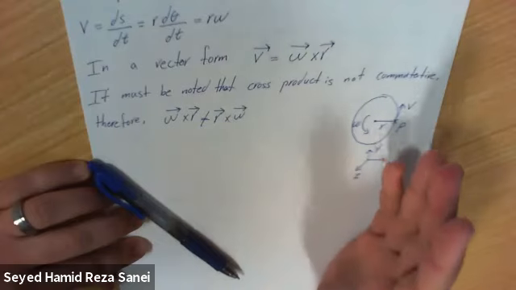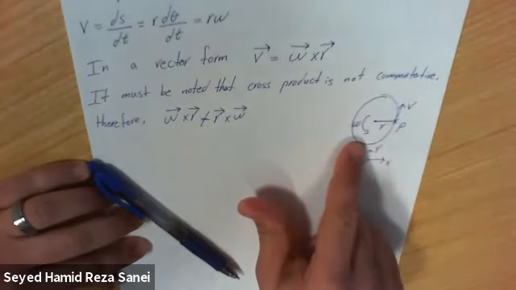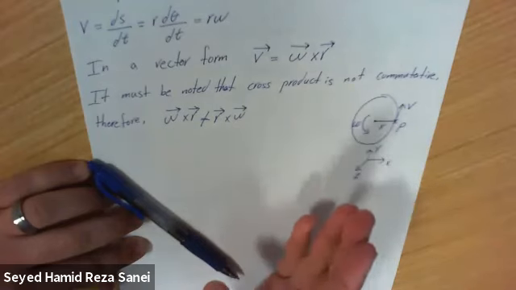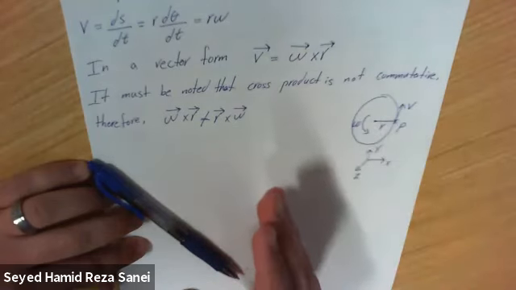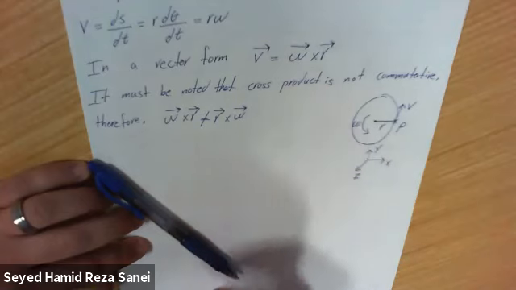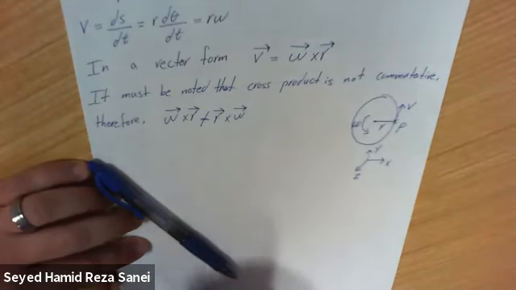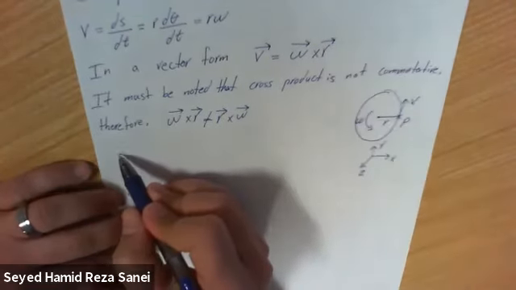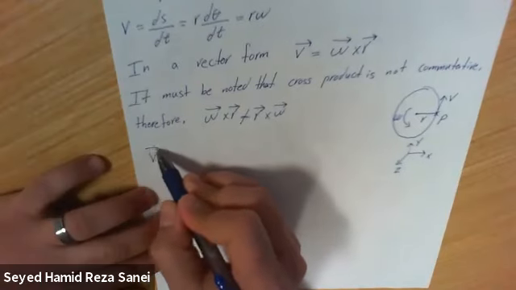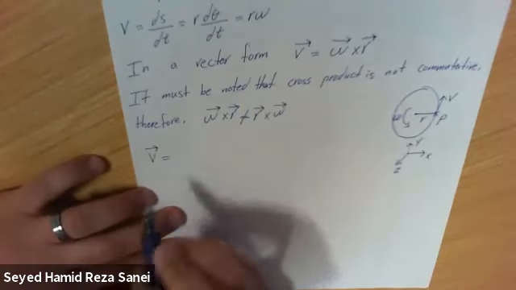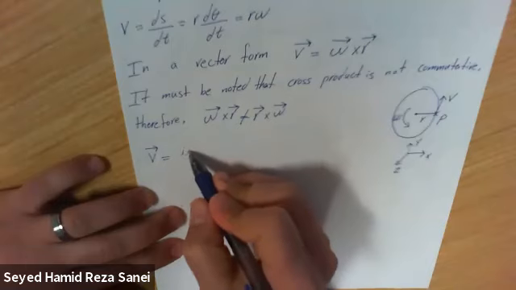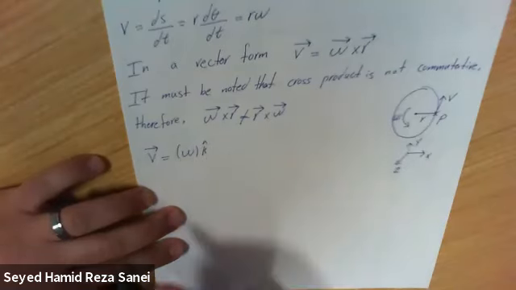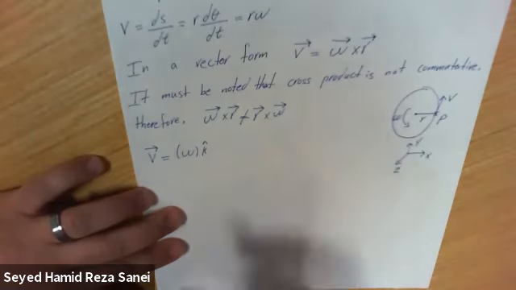And if you want to identify the direction of omega, you rotate your hand so the four fingers are in the direction of rotation, and then your thumb indicates the direction of the vector. So omega would be k. If I want to write velocity here, the definition of velocity is omega cross r. Omega in vector format would be omega k.